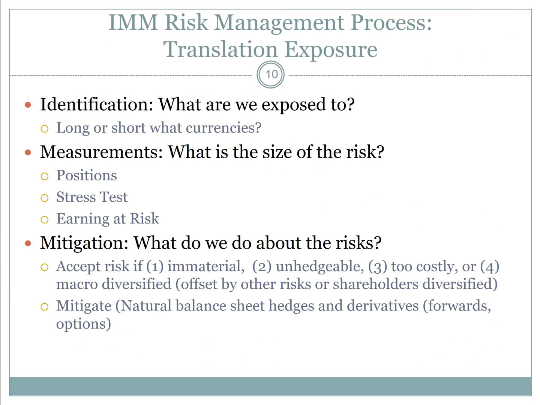One method in risk management is called the IMM method. The way to think about risk is you first identify your risk. What are you exposed to? You then measure it. What is the size of the risk? And then lastly, you mitigate it. In other words, you decide either to accept the risk or to hedge it or get rid of it somehow. So for our positions, we're going to first identify our translation exposure. We're going to then measure it, and then we're going to decide how to mitigate it.